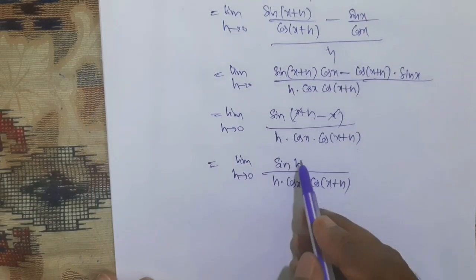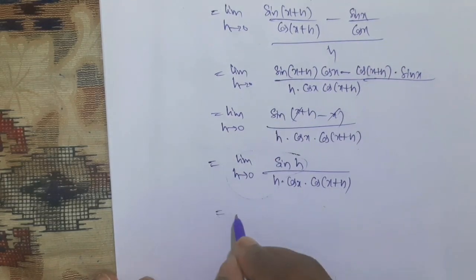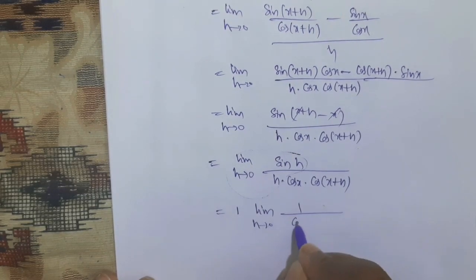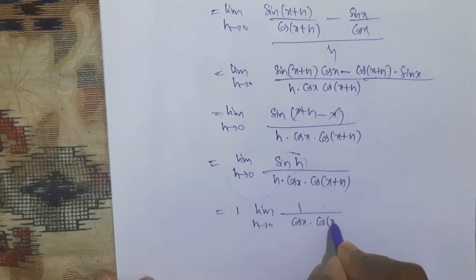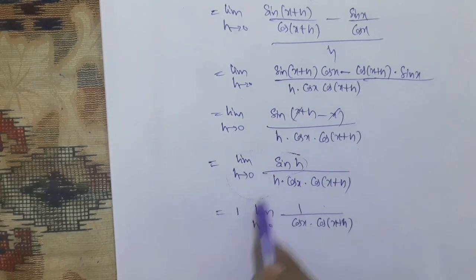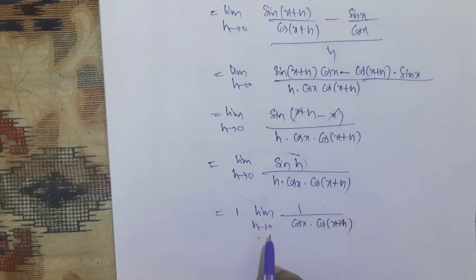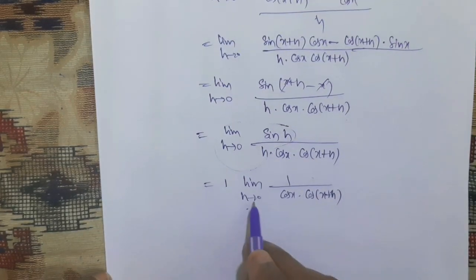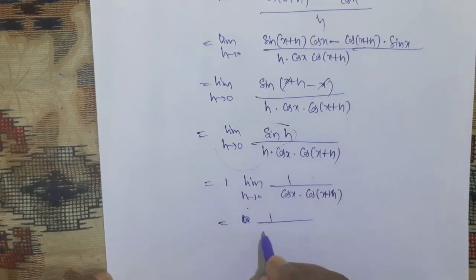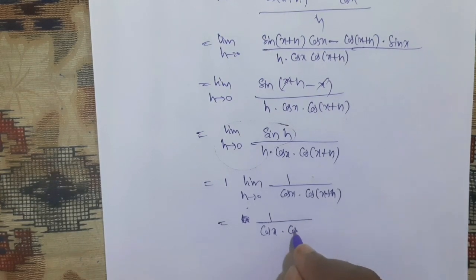According to this, limit h tends to 0, sin h by h value is equal to 1, and then this will become limit h tends to 0, 1 by cos x into cos of x plus h. This value is 1, but here h is there. Now again we need to take the limit. Now what is limit h tends to 0? Substituting the h value 0, what will we get? 1 by cos x into cos of x plus 0, which is nothing but again cos x.